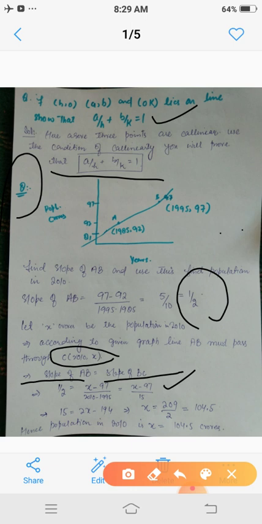By cross multiplication you get x equals 209 upon 2. Hence by division the population is 104.5 crores. Here x is in crores, that is why we get this fractional number. So this means that the population in 2010 is 104.5 crores.